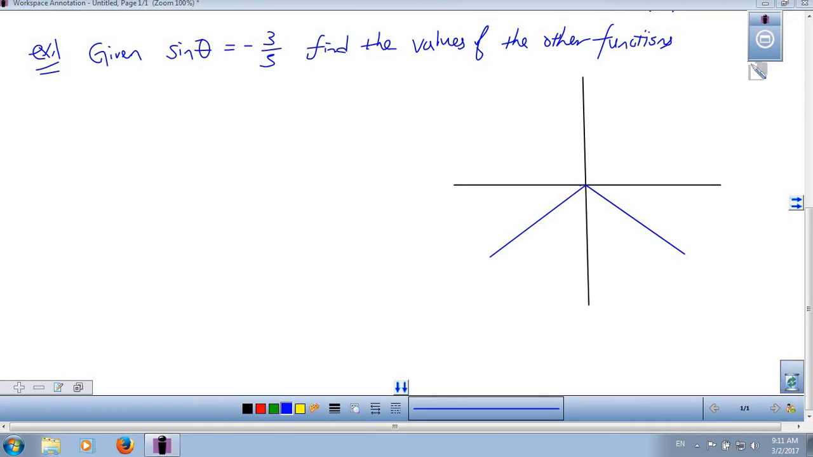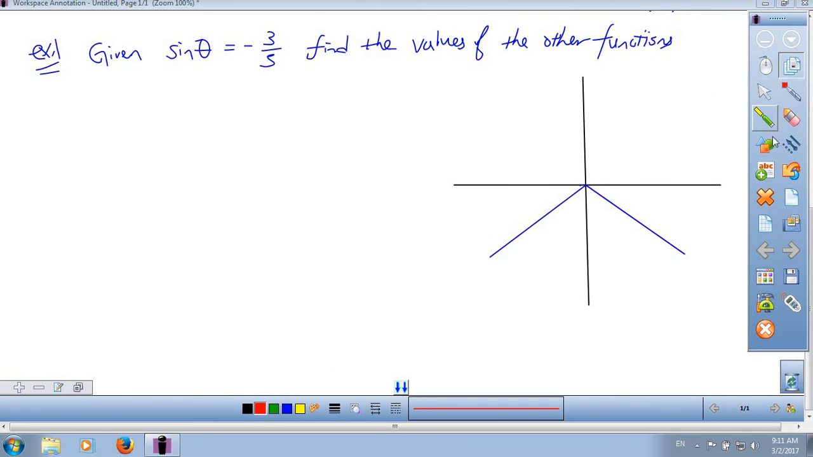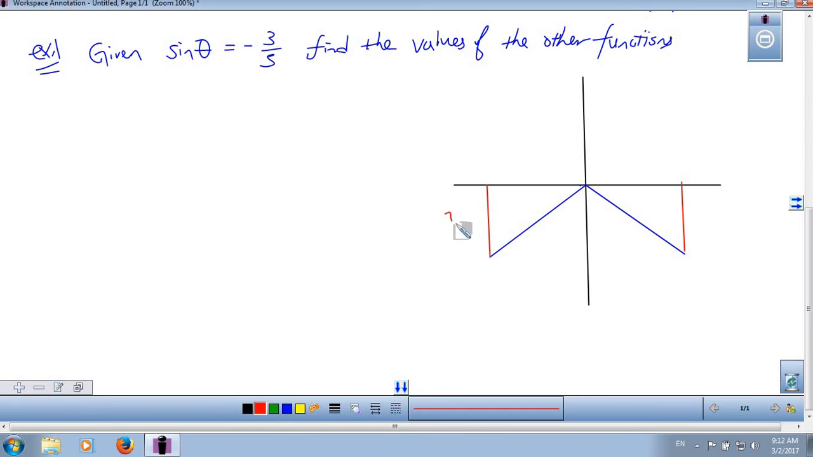Now, what does the -3/5 mean? Well, sine is opposite over hypotenuse, or y over r. So y must be a negative value in those two quadrants. In this case, y must be equal to -3, because r is always positive, so r will be 5 here, and r will be 5 here. And so y will be equal to -3.